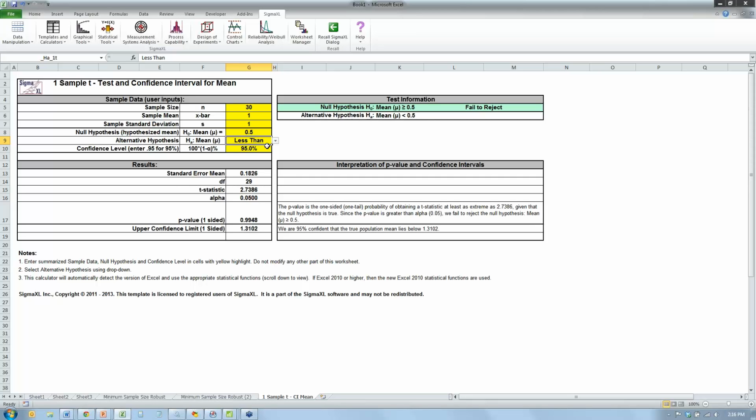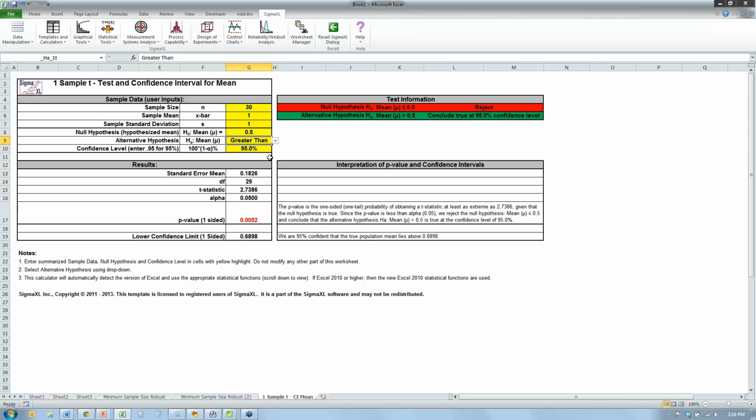And notice that when I change this from a two-sided to a one-sided, the p-value changed. Well, of course, that one is because I chose the wrong side. Let me go to greater than. Okay, so that's still a reject. Actually, let me go back to not equal. Right now, because the p-value is less than 0.05, we're rejecting the null hypothesis. So you have a nice clear red. You have the p-value in red, as we've always had that.